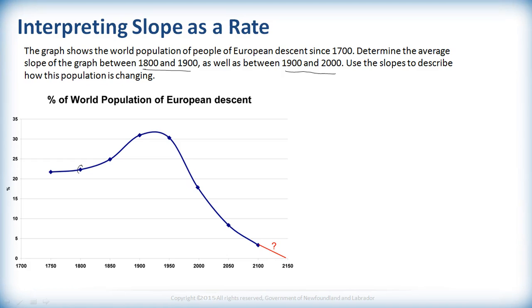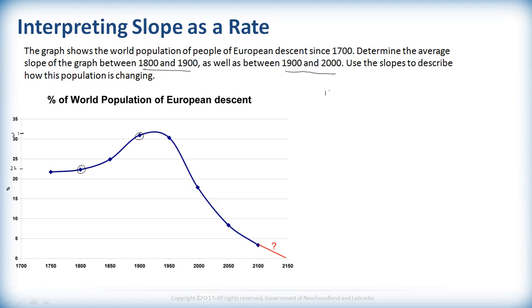Okay, 1800 to 1900, we're going to go from, I guess that looks like about 23, maybe 22, up to, looks like maybe 31 here, because remember there's only 5 units in between each one. So let's say this one's at 22, and we'll say this one's at 31. Okay, and those are at 1800 and 1900.